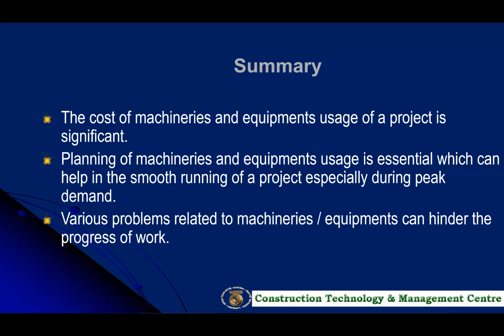Okay, in summary, the cost of machinery and equipment is basically significant. It could be around 20 to 40%, which is very big, that we need to manage. And then machinery needs to be brought to the construction site in terms of the right quantity, right capacity, right timing, and we can basically do that by proper planning. Okay, planning and scheduling.